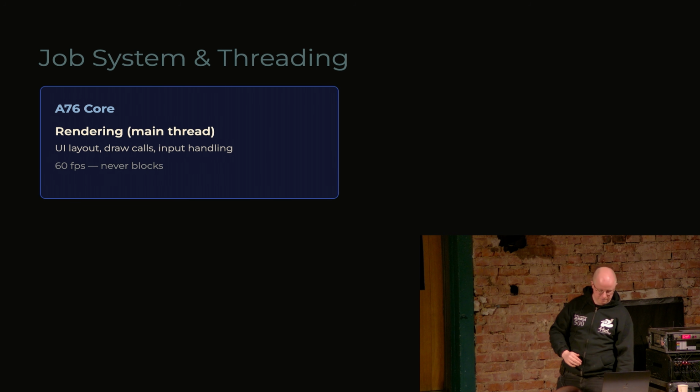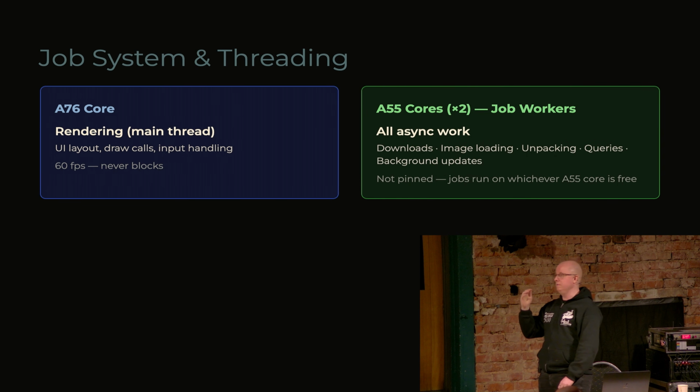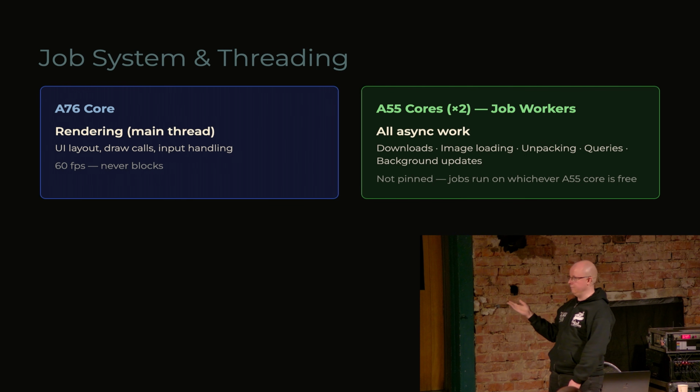That's my goal. So the way I've done it is that I have a main core that is doing all the rendering and just set up the basic stuff. And then I have 2 worker cores that sit on the efficiency cores, and that is doing all downloading, image loading, unpacking queries.